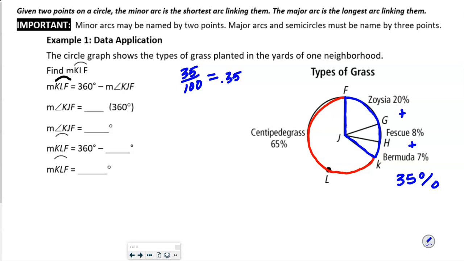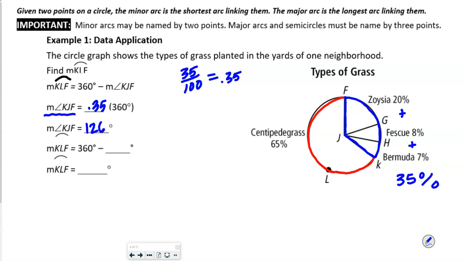So notice here it says find the measure of KJF. KJF is our blue angle over there, okay? So we're going to multiply that 0.35 times 360 because we want to know how many degrees is 0.35 of the circle, okay? So once we do that, we get 126 degrees, okay?